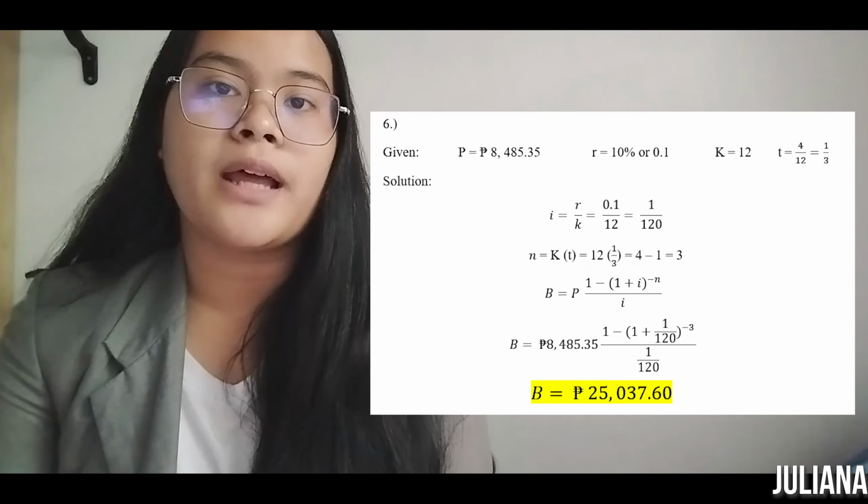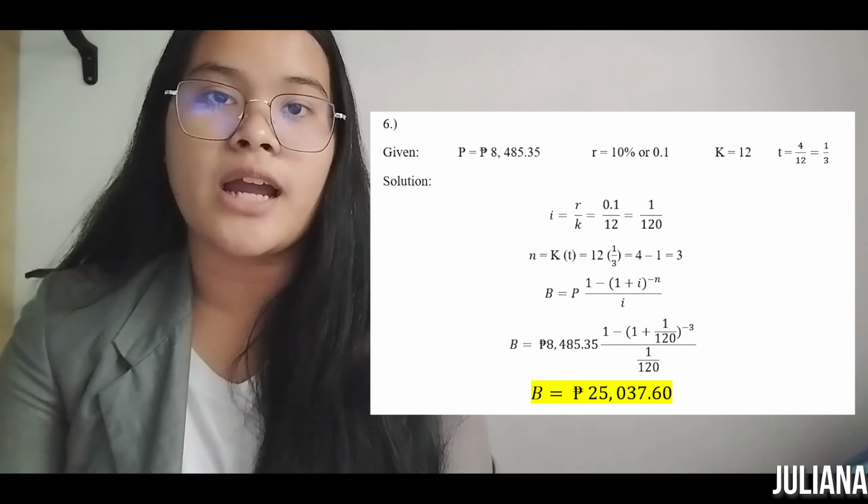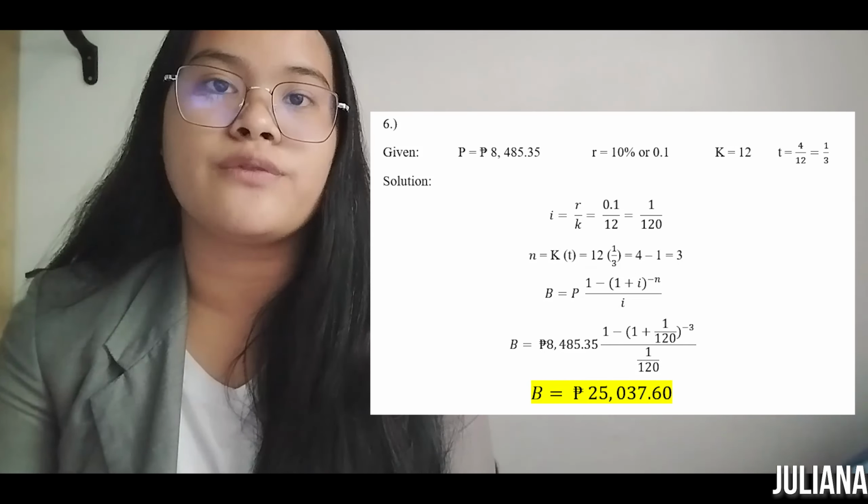So we have the given: P equals 10% or 0.1, R equals 4 over 12, then simplify equals 1/3, K equals 12, I equals 0.1 over 12, simplify equals 1 over 120, and n equals 12 multiplied by 1/3 equals 4 minus 1 because we are trying to find out the outstanding balance after the first payment, which equals 3.